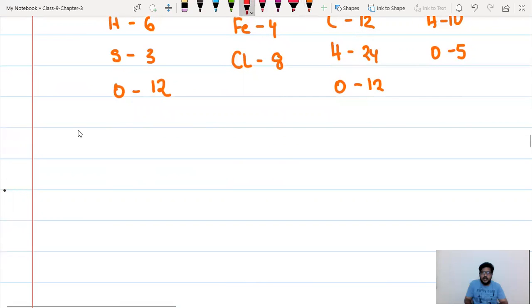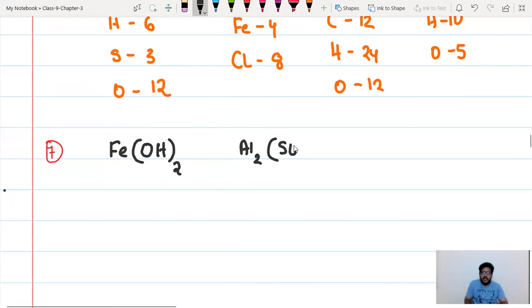Now we are taking a special type of compounds. Here you can find compounds like Fe(OH)2 and Al2(SO4)3.